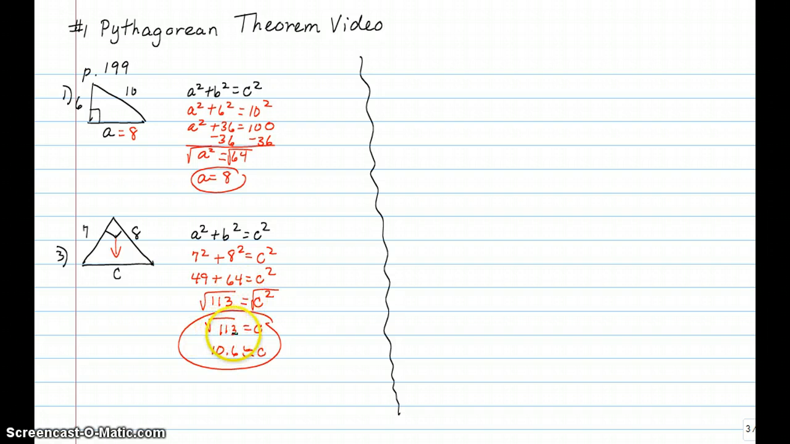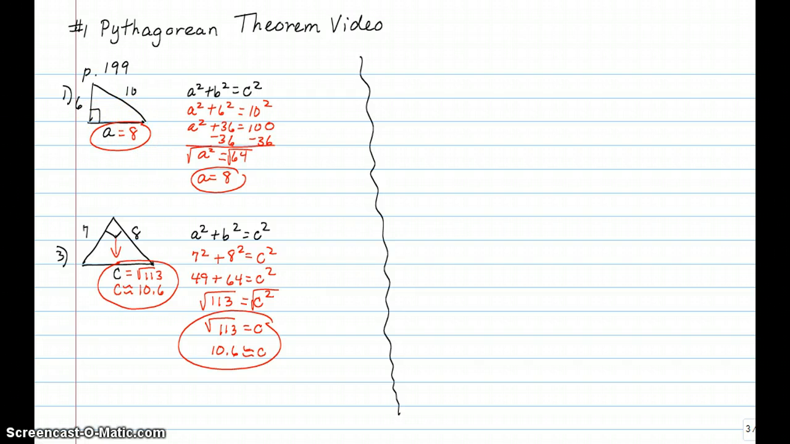Now that's not a perfect square, the square root of 113 equals c. That's your exact answer. c equals the square root of 113. But many times we want to know an approximation. So c is approximately, if you put it in your calculator, you get 10.6 if you round to the tenths place. So there's your c.